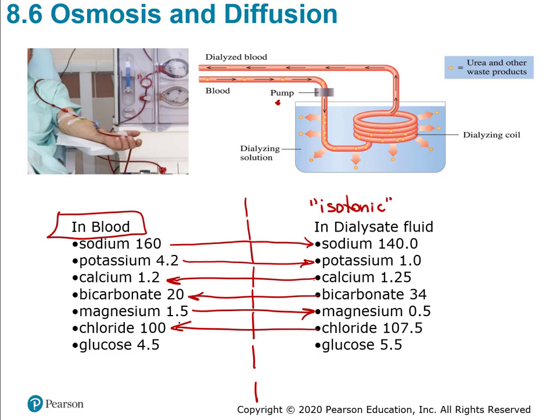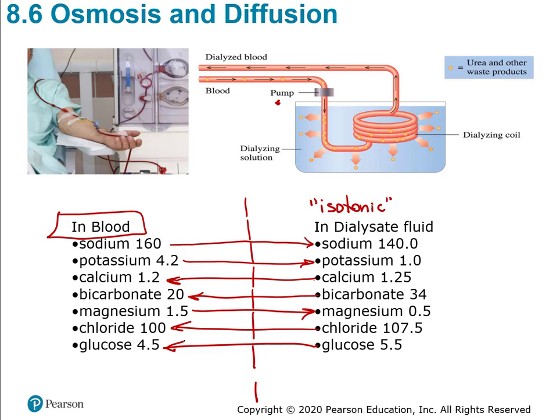And then glucose. So maybe this patient's blood sugar is a little low. Normal blood glucose is 5 milligrams per deciliter of blood. So some of the glucose will move in. All you do is look at which side has more, and it's going to move in the opposite direction. Is this all going to move out?